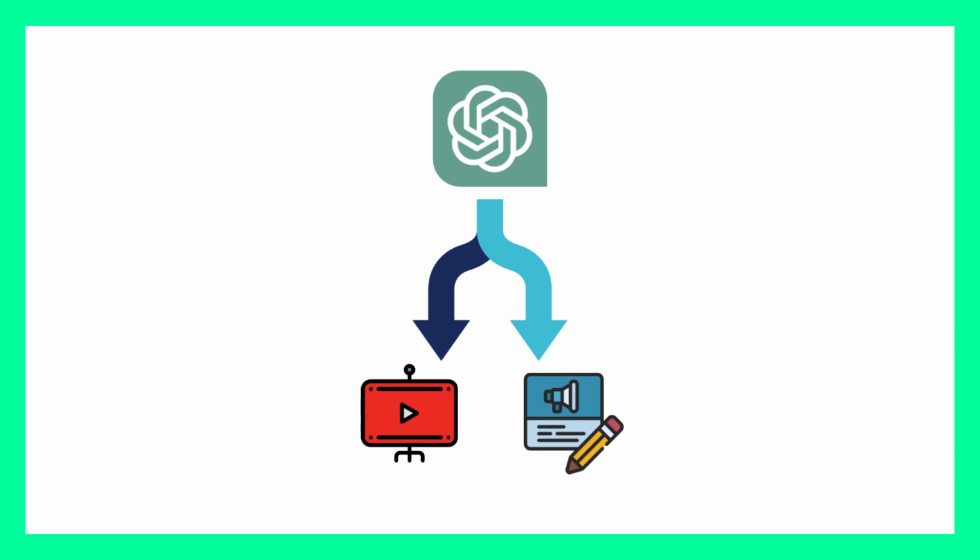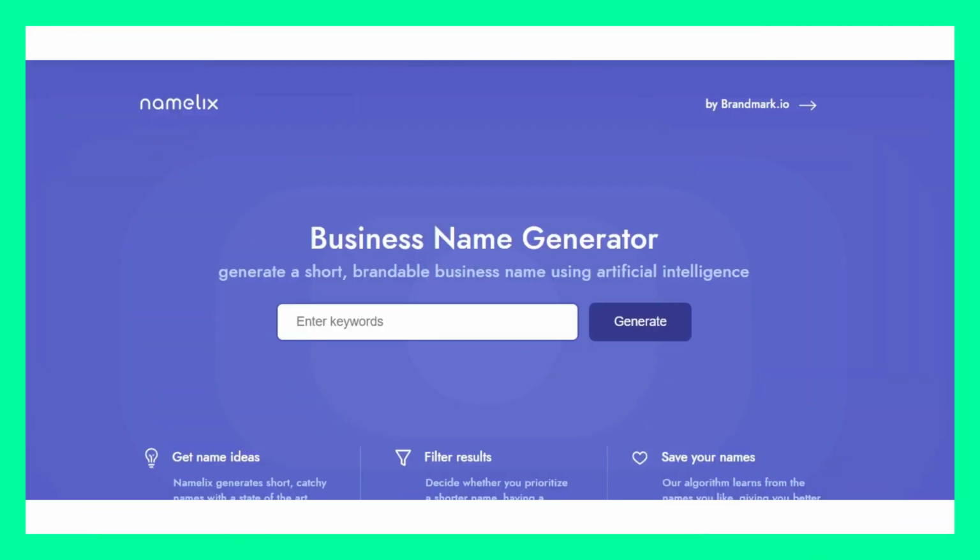Second, we need to find a good name for our YouTube channel. To do that, go to a website called Namelix. This website will suggest awesome brand names that you can use for your channel.